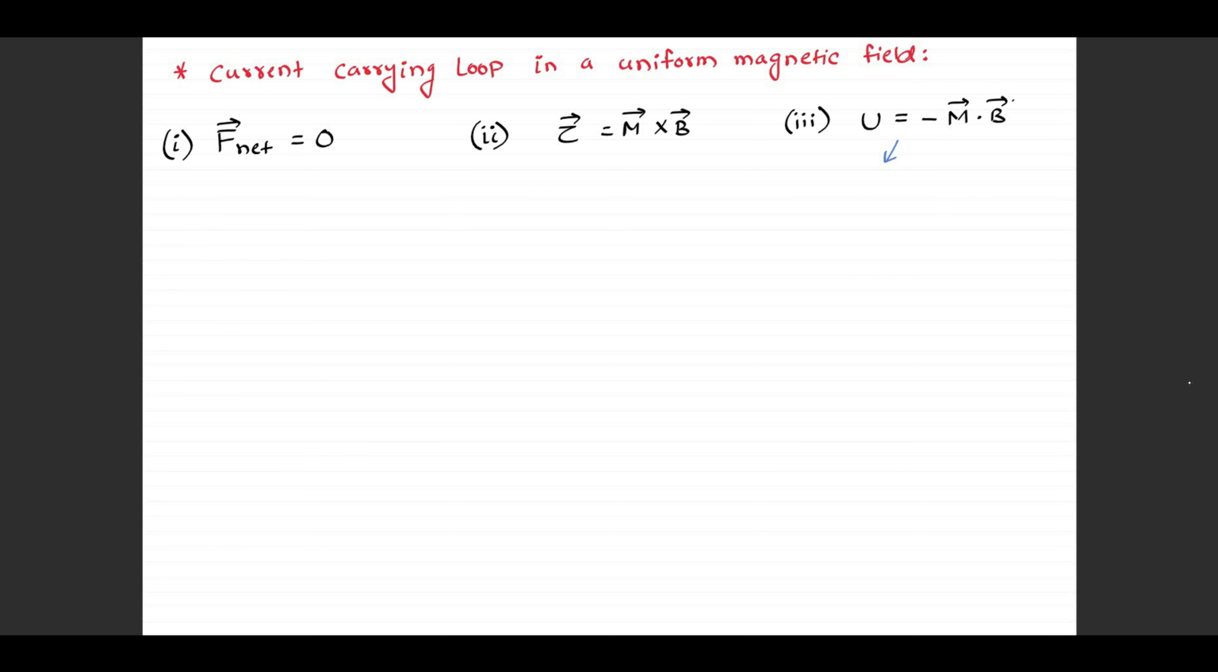Please remember, when we are saying this, reference is when angle between M and B is 90 degrees. Okay? Clear?